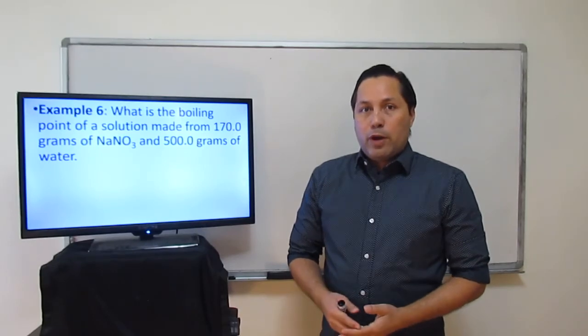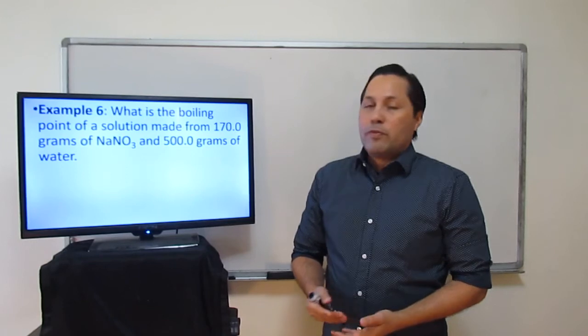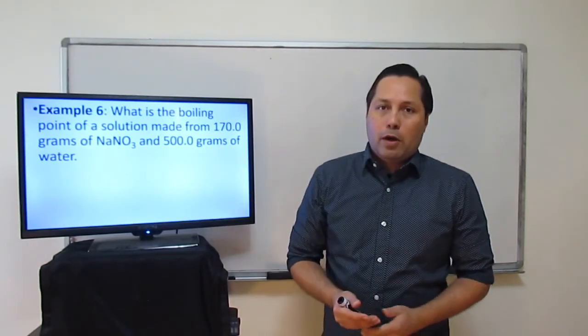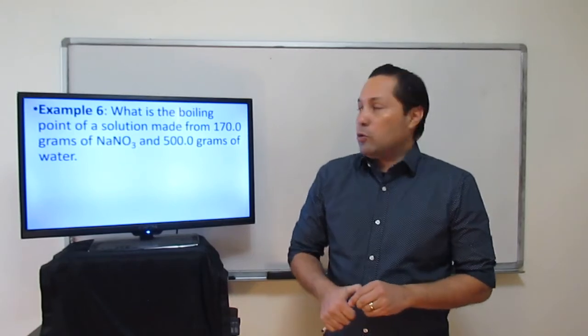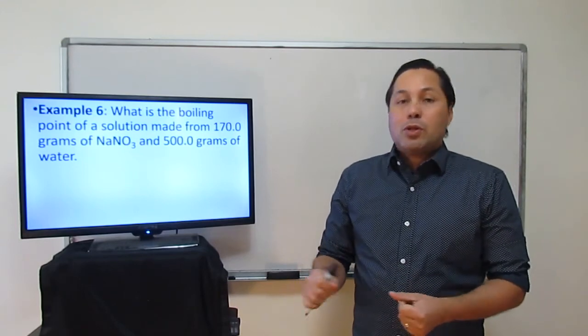In example 6, we're asked the following question. What is the boiling point of a solution made from 170 grams of NaNO3, which is sodium nitrate, and 500 grams of water? So we're going to begin this problem by getting those 170 grams of the sodium nitrate and switching them from grams to moles.